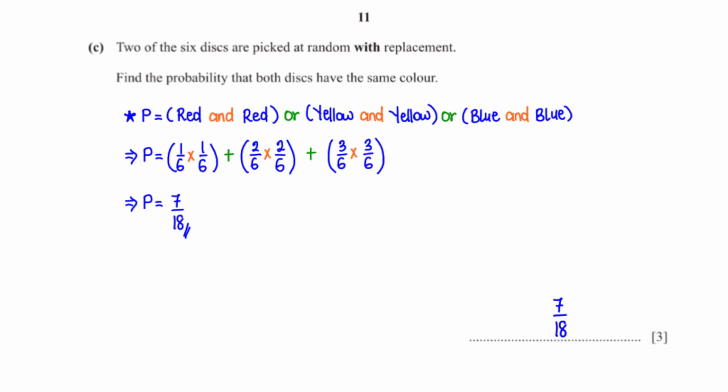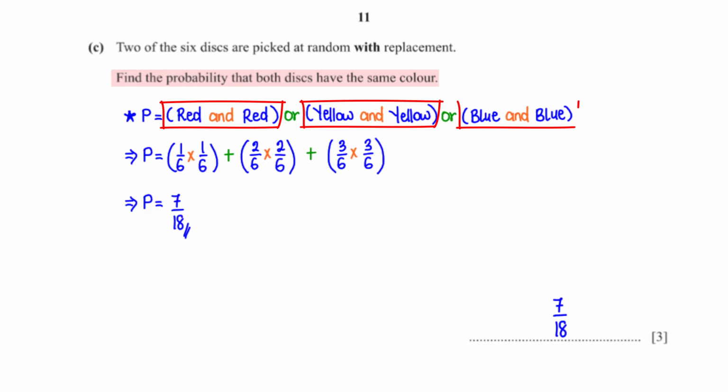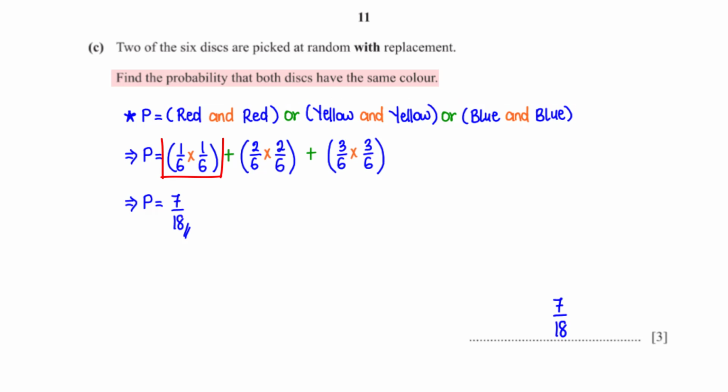2 of the 6 discs are picked at random with replacement. Find the probability that both discs have the same color. This probability has three scenarios: picking red twice, picking yellow twice, and picking blue twice. The probability of picking a red disc the first time is 1 over 6. If the disc is replaced, the probability of picking a red disc again is still 1 over 6.